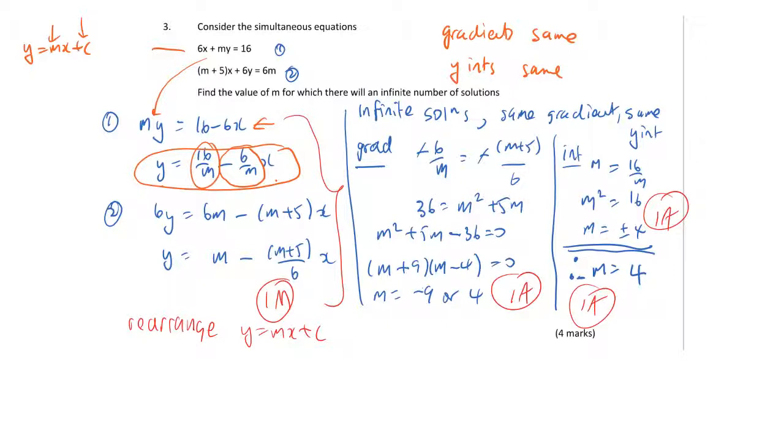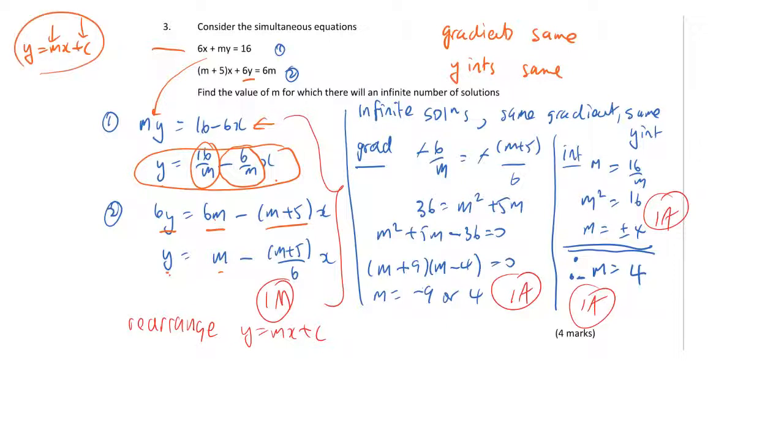Let's look at the second equation. With the second equation, we want to get the y on its own, so make 6y equals 6m minus all that bracket there, the m plus 5. Now what do we do? We divide both sides by 6, so y is equal to, well, 6m over 6 is just m. This is going to be negative m plus 5 all over 6. Okay, things are going along pretty well at this particular point because what we've got is everything in the form y equals mx plus c.